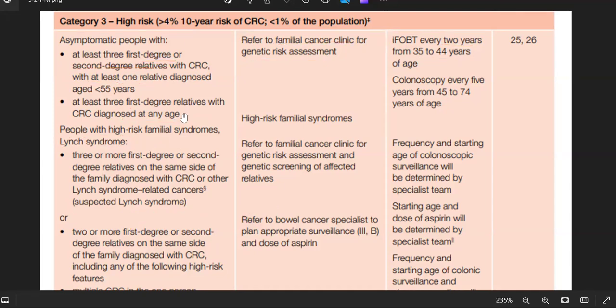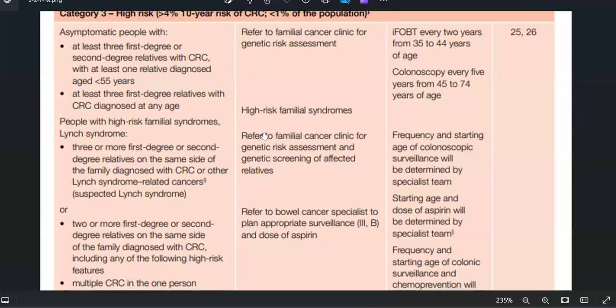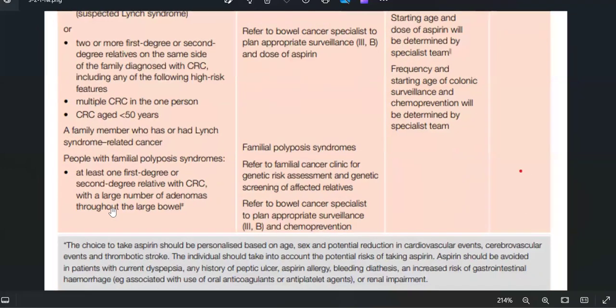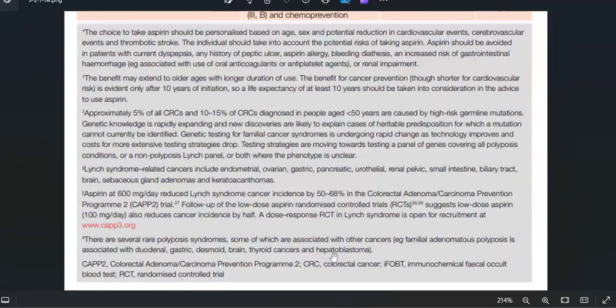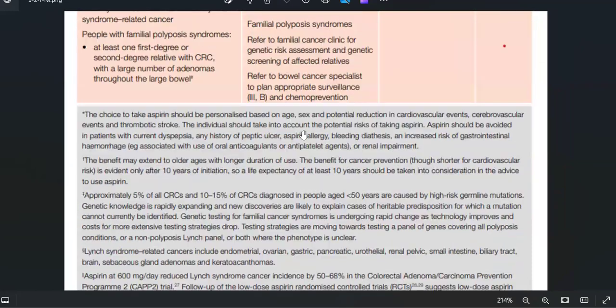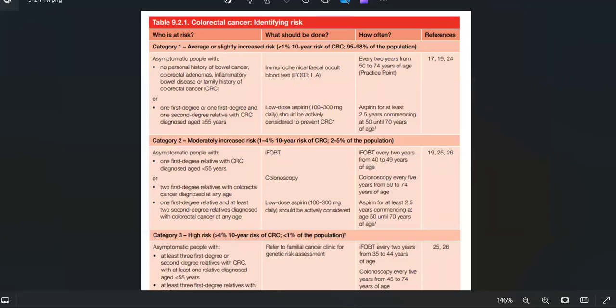Okay? So for this group of patients, this is what we normally follow, but every patient is different and they have a different kind of risk. So for this group of patients, they need to see a familial cancer clinic for a genetic risk assessment. Okay? And in here, they have also written what is Lynch syndrome, what is FAP and everything. Read this whole page, okay? That's important.